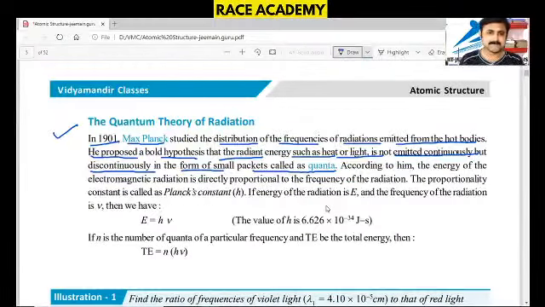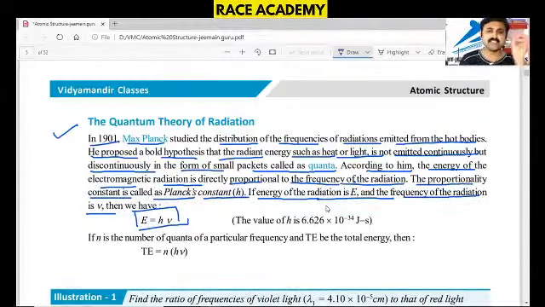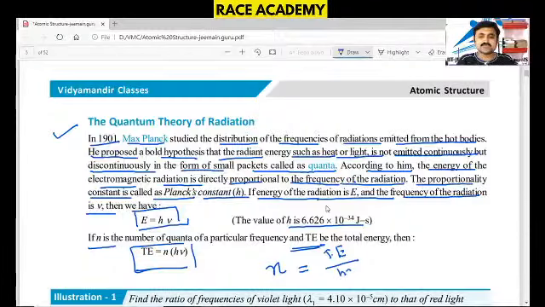According to Max Planck, the energy of electromagnetic radiation is directly proportional to the frequency of radiation, and the proportionality constant is called Planck's constant. If the energy of radiation is E and the frequency is nu, then E = h nu, where h is the constant 6.626 x 10^-34 joule second. If n is the number of quanta of a particular frequency, the total energy is TE = n h nu. To find the number of quanta, you can use n = total energy / (h nu).